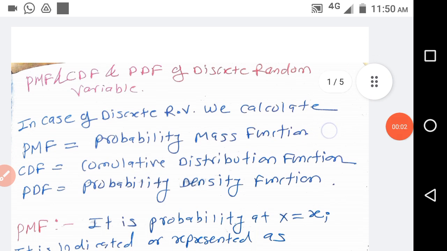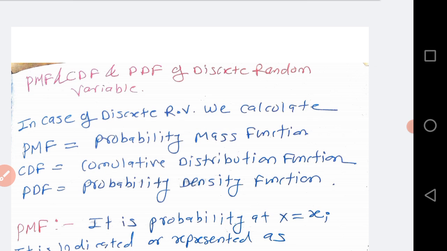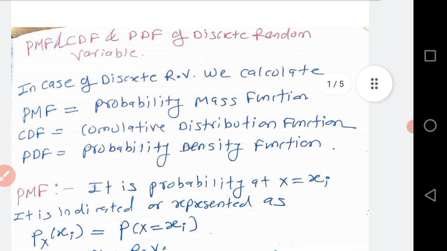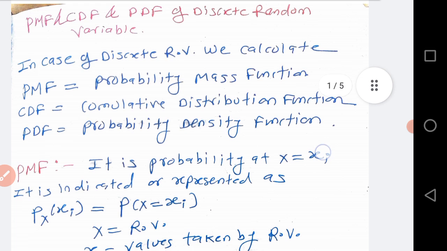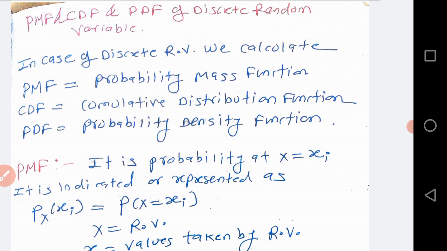In this video, we will see what is PMF, CDF, PDF of discrete random variable. PMF is probability mass function, CDF is cumulative distribution function, and PDF is probability density function. And what is a discrete random variable? A discrete random variable is a random variable which takes discrete values. Now, what is a random variable? A random variable maps the outcome of the random experiment to the real numbers.